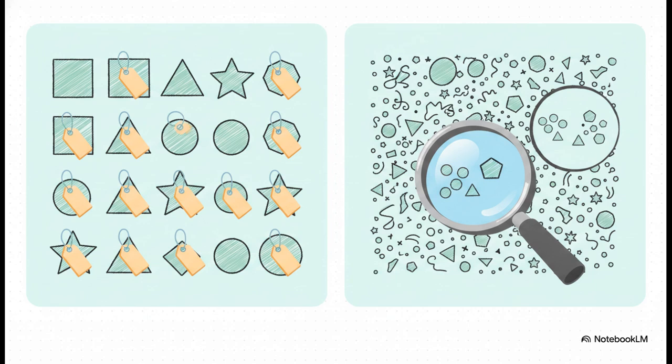On the flip side is unsupervised learning. The data here has absolutely no labels. The machine is essentially turned loose to find hidden structures and clusters totally on its own. It's like grouping a company's customers by purchasing behavior without giving it any prior categories to work with.